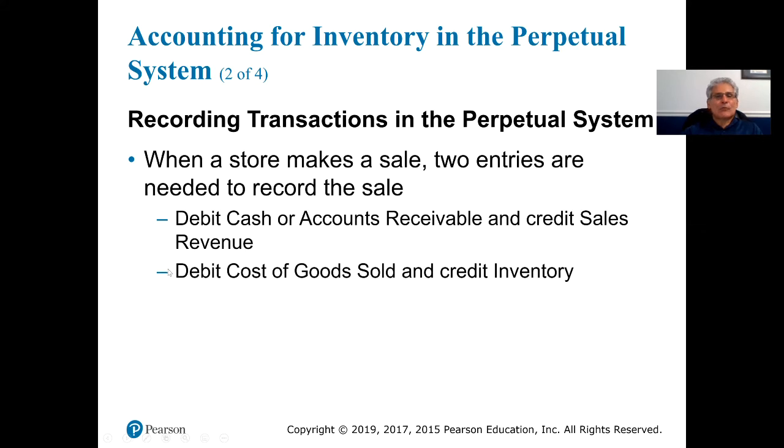In addition to that, we're going to make a second journal entry, and that journal entry is going to debit the cost of goods sold and credit inventory. So by debiting the cost of goods sold, we're going to recognize the cost of the goods that were sold, and then we're going to reduce our inventory for the credit against inventory.